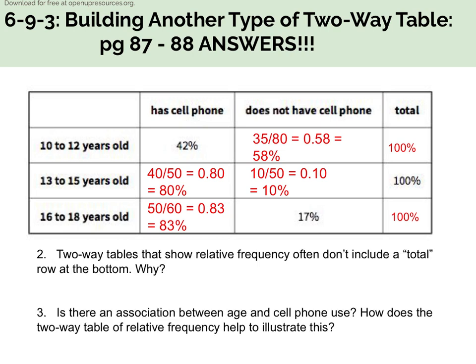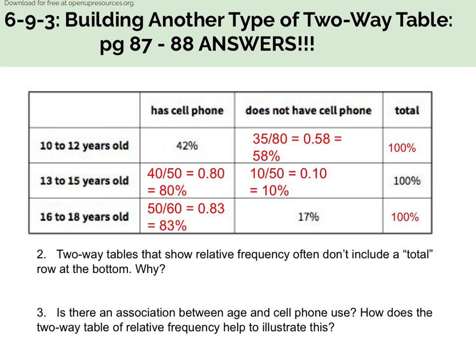Now looking at the questions on page 88, it says two-way tables that show relative frequencies often do not include a total row at the bottom. Why? So go ahead and answer that question. Write it on page 88, answer that question, and then come back to me.